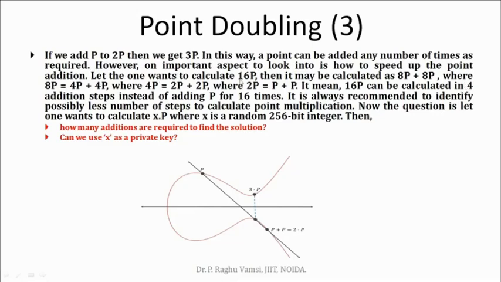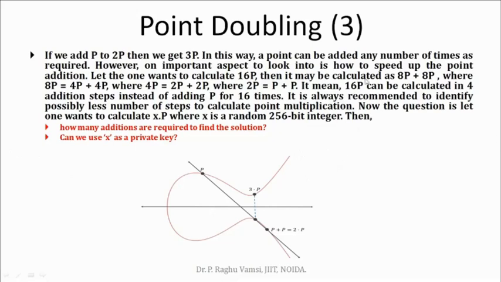Let one want to calculate 16P. Can you add like this, P plus P plus P plus P, and so on? You might have already computed up to 8P or maybe 4P. If you have 4P, then you add the 4P 4 times so that you will get 16P. If you have already calculated, for example, 8P, then you add 8P 2 times, then it will become 16P. So no need to go for P plus P plus P plus P up to 16 times.